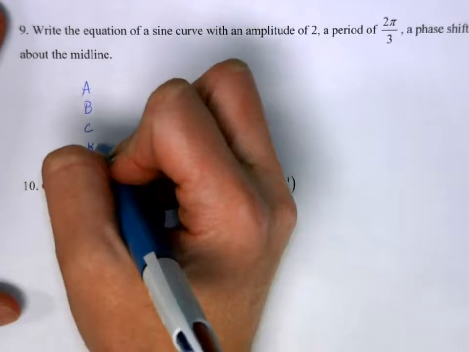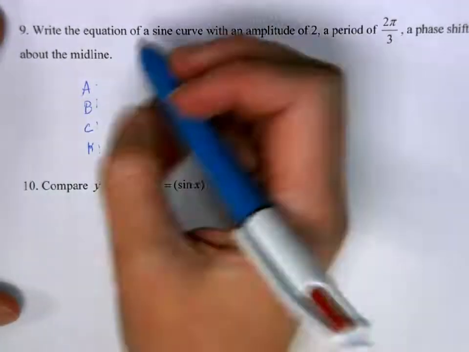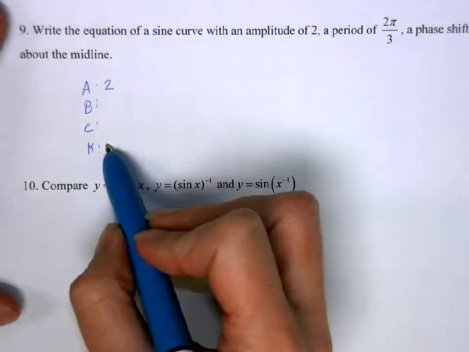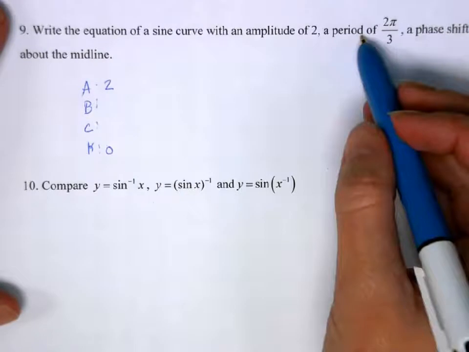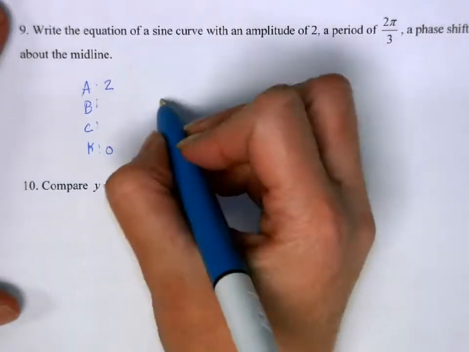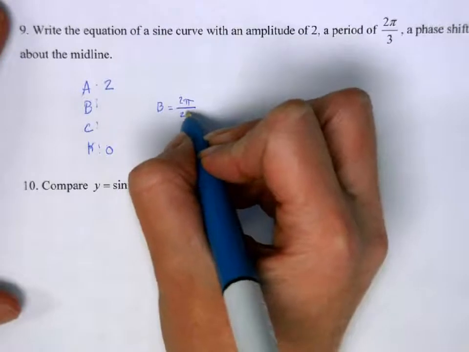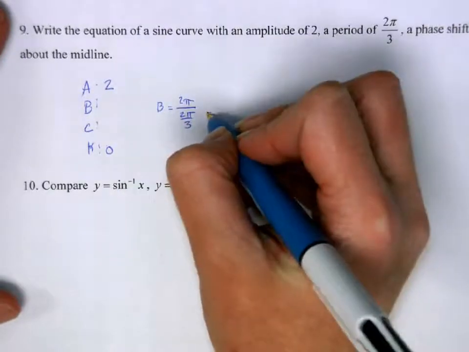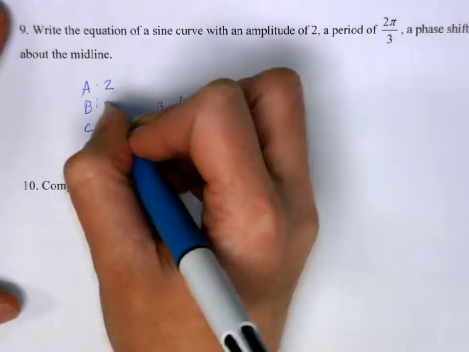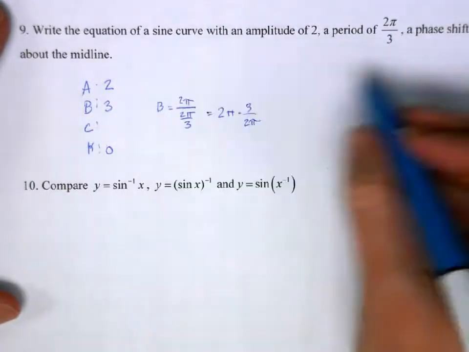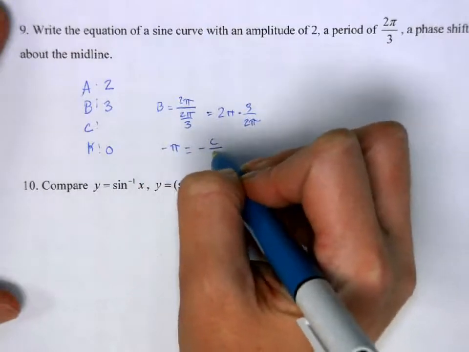We have our amplitude is 2. K, there is no vertical shift, so that's going to be 0. My period is 2 pi over 3, so B is going to be 2 pi divided by 2 pi over 3, which would be 2 pi times 3 over 2 pi, which is 3. My phase shift of negative pi equals negative c over b. So when I multiply that over, c is going to be 3 pi.